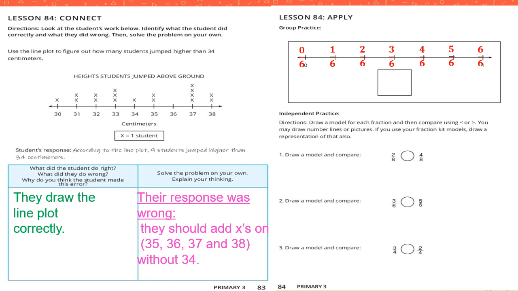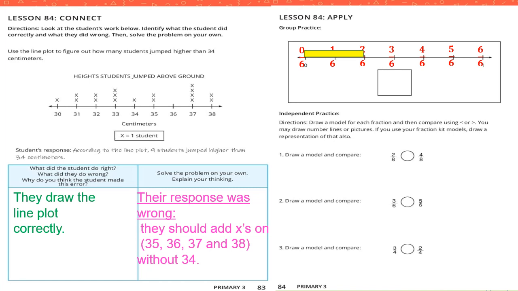I will ask you a question here. Let's represent 2 over 6 on this number line. So, the location of 2 over 6 here. What shall we do? You should join the distance between the starting point 0 over 6 till 2 over 6. Okay?